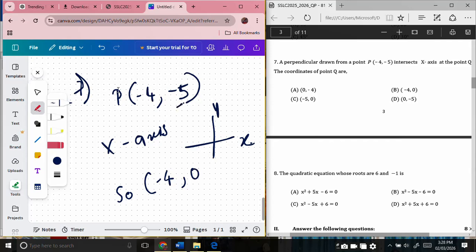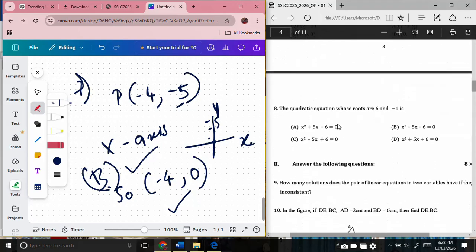Why 0? Because for -5, it is going to be 0. The coordinate is going to be 0. So what is the answer? It is (-4, 0), which is option B. Clear?